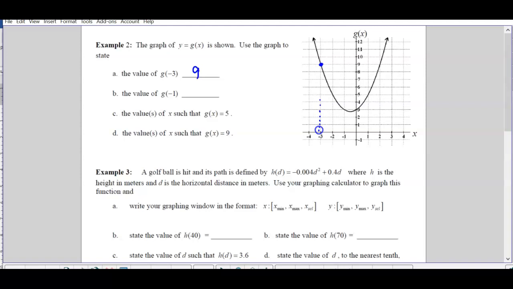Next one, g of negative 1. So we look for when x is negative 1, up to the graph, your y value is 3.